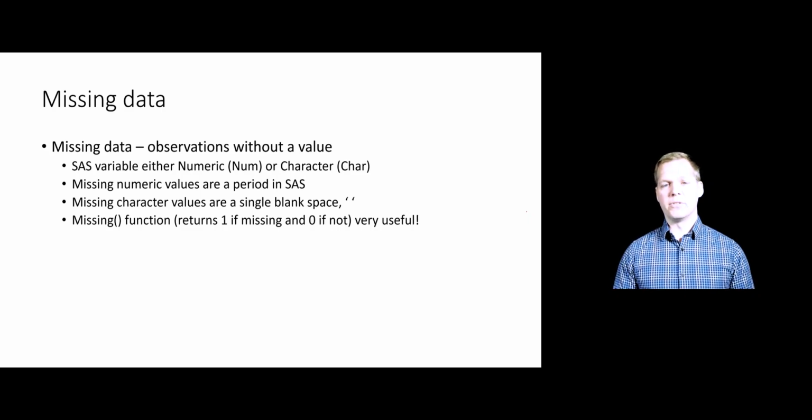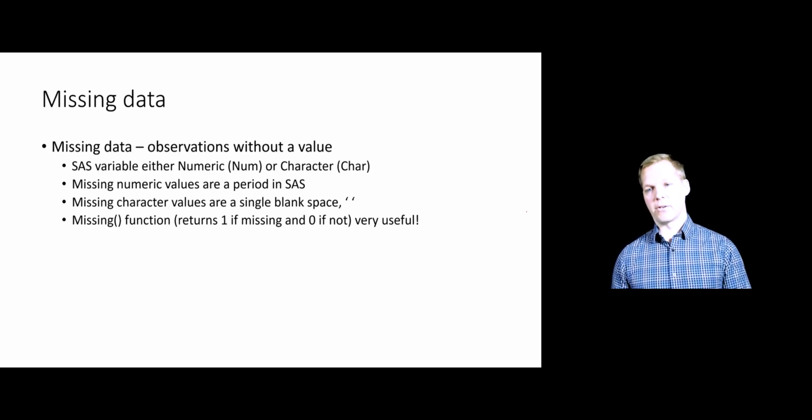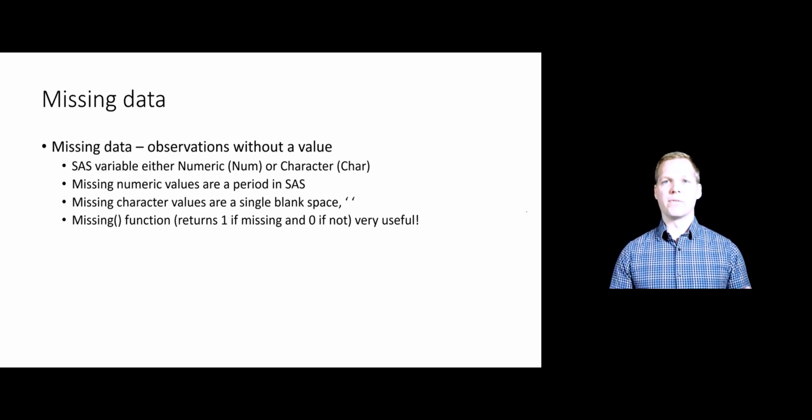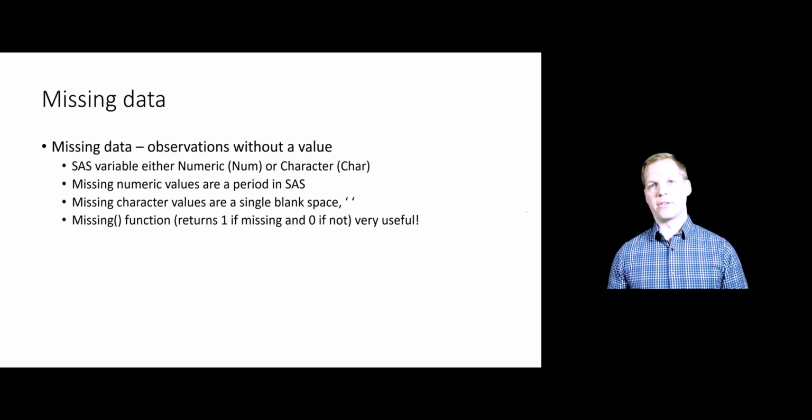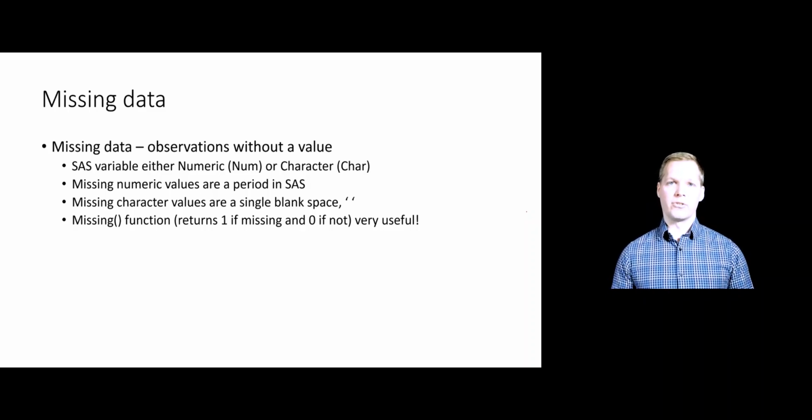And what's really useful to do when you're dealing with missing data is using the missing function. So the missing function will identify any values that are missing, whether it's character or numeric, and it will return a 1 if it's missing and a 0 if it's not. And so it's really useful for doing conditional logic and, say, creating a new variable, or what we'll see later, dropping particular rows from a data set.